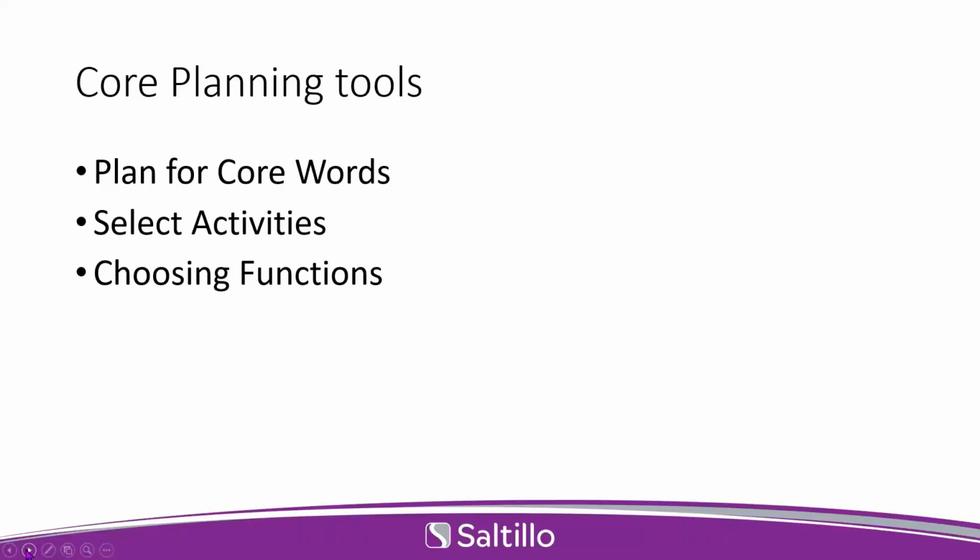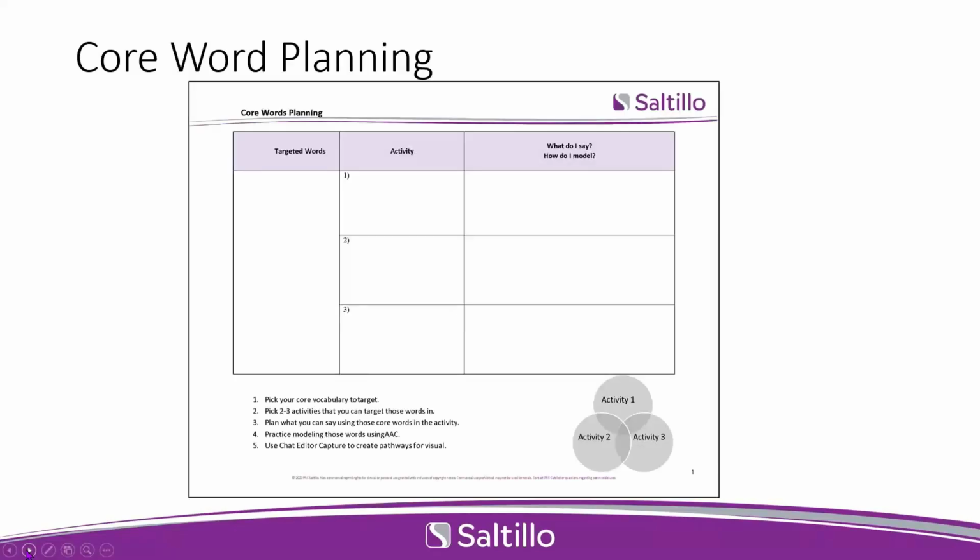Maybe you are someone who thinks of core words you need to target and you begin your planning from there. Or maybe you're someone who selects an activity, you know what's motivating to your students or to your kids, or a theme, and then you begin planning from there. Or perhaps you know that you need to expand the functions or types of communication opportunities, and you might start there. And we have a planning tool for each of these scenarios that we're going to look through today. So first, let's look at choosing core words first. The core word planning sheet can be used for this.